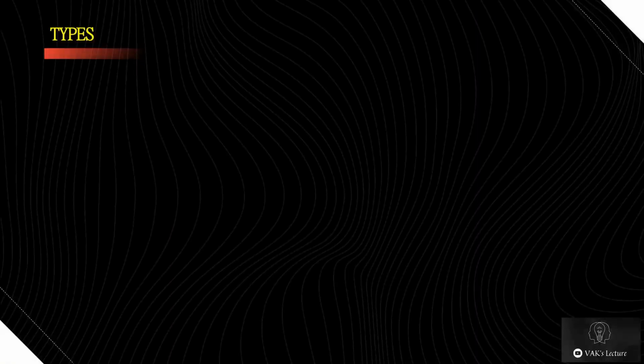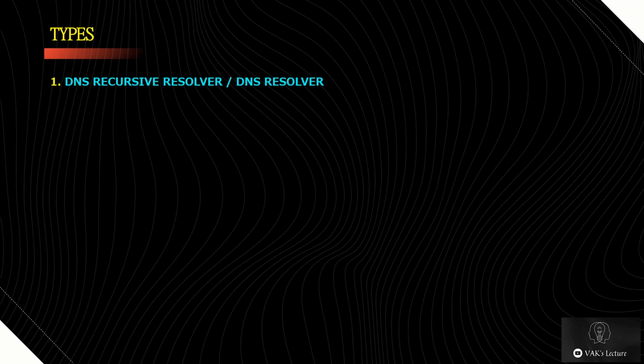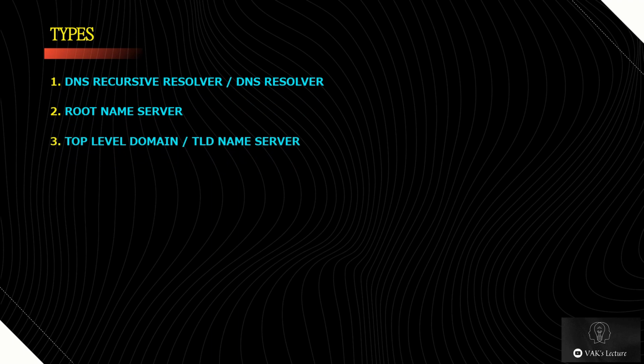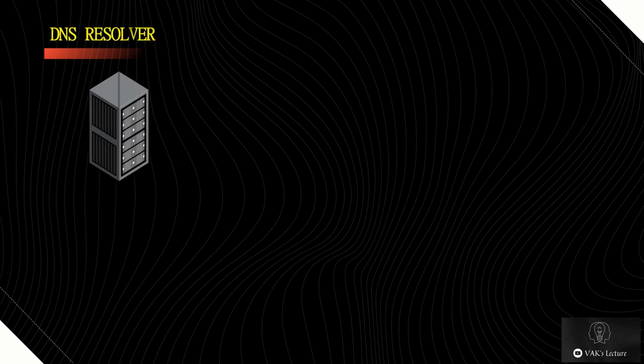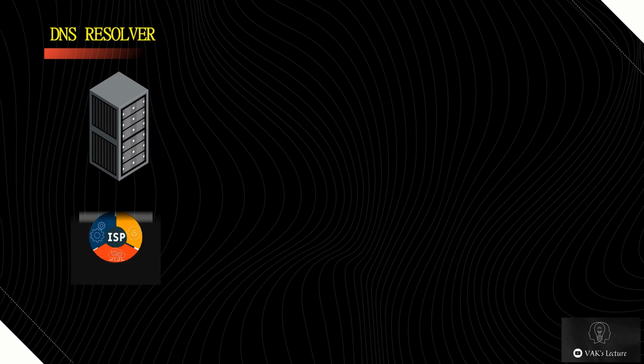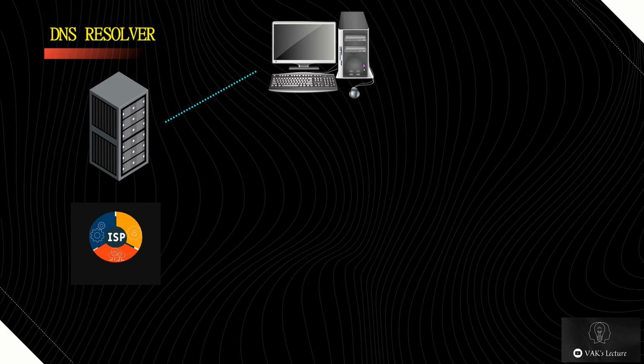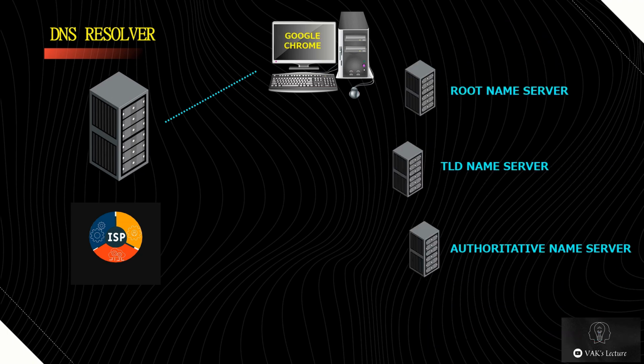There are four types of DNS servers: DNS Recursive Resolver or DNS Resolver, Root Name Server, Top Level Domain or TLD Name Server, and the last one, Authoritative Name Server. Now we will discuss these. The DNS Resolver is provided by the Internet Service Provider. It connects the web browser of our computer to the DNS name servers.